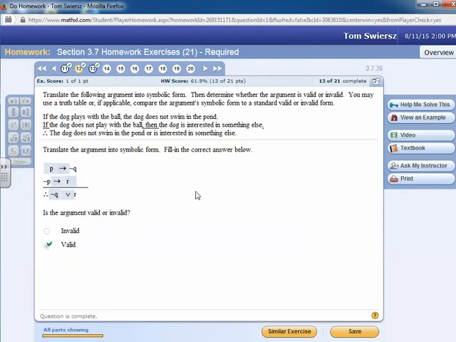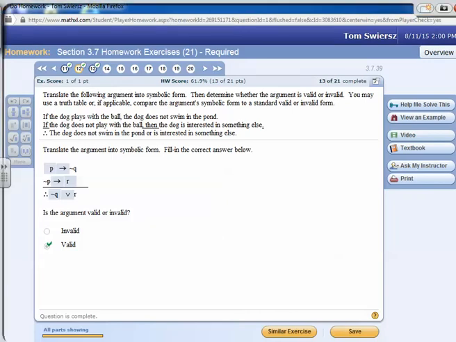All right, question number 12. We've got to translate the argument into symbolic form, and then determine whether the argument is valid or invalid. So if the dog plays with the ball, it doesn't tell us what to symbolize it with, so if this is our first statement, we'll just say that's P. Then the dog does not swim in the pond. Since we have a not in there, we'll do not Q for that.